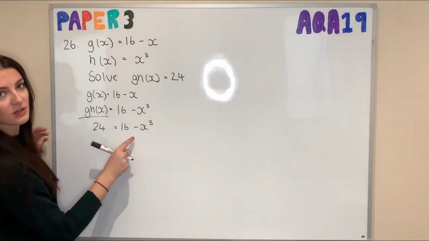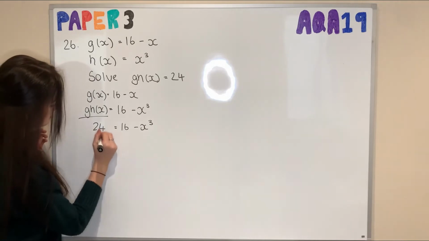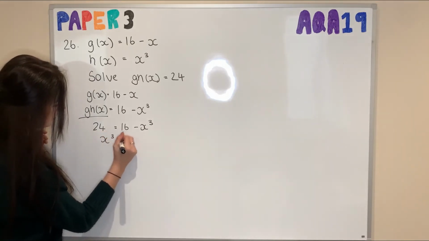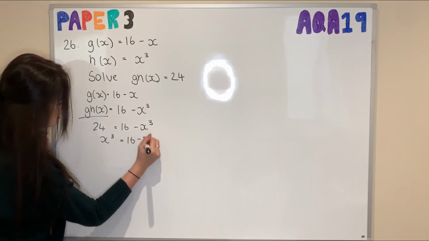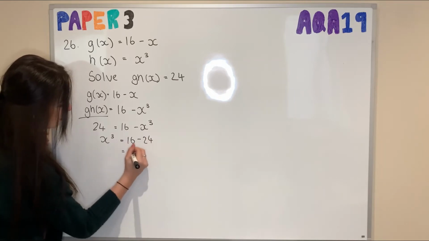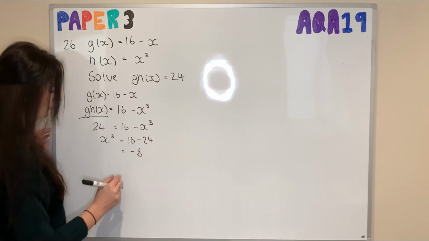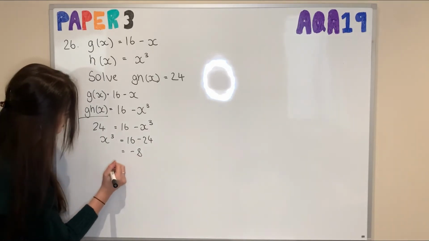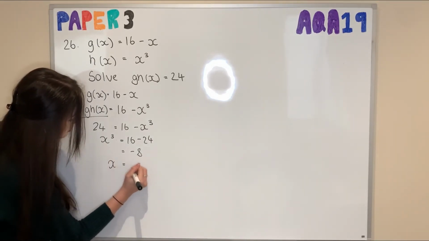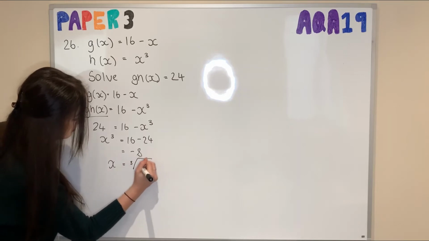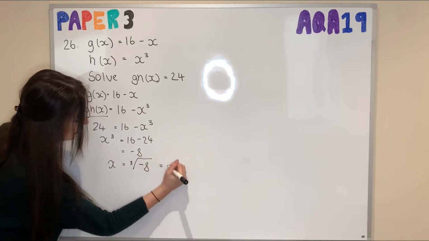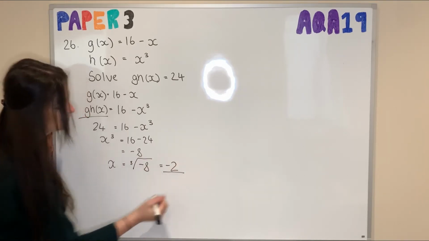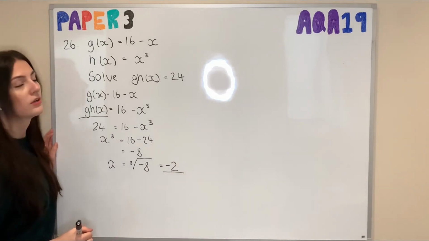We rearrange this equation for x cubed. X cubed will equal 16 take away 24. This equals minus 8. And all we have to do now is just cube root this. So our x will equal minus 8, and this is just minus 2. And that is our answer for question 26.